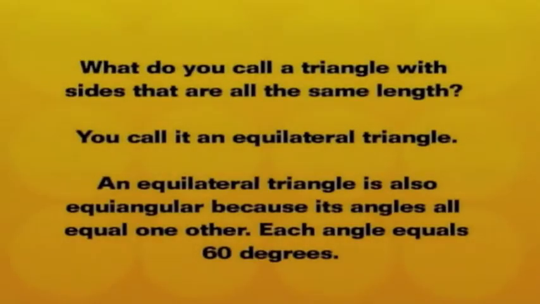What do you call a triangle with sides that are all the same length? You call it an equilateral triangle. An equilateral triangle is also an equiangular triangle because its angles are all equal to one another. Each angle equals 60 degrees.